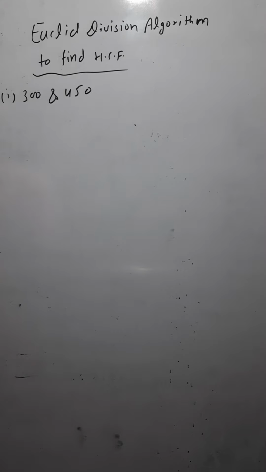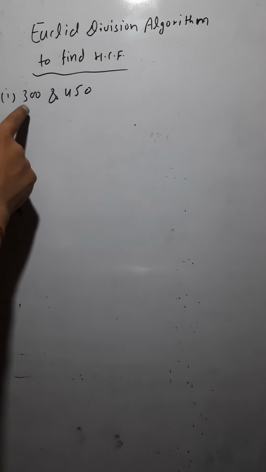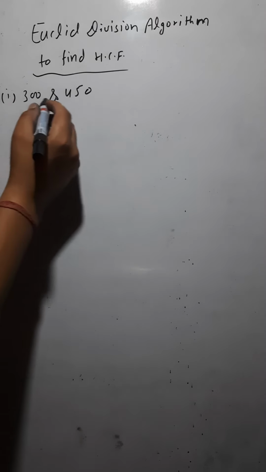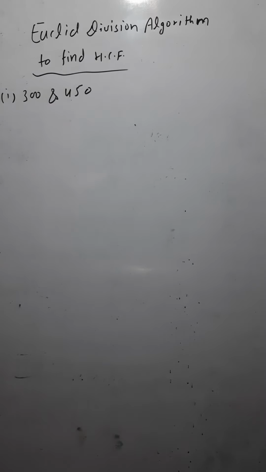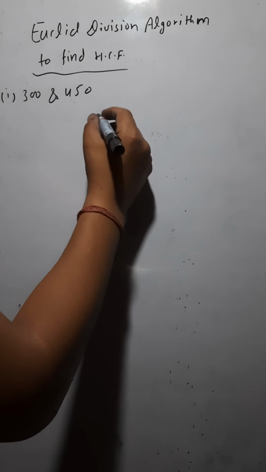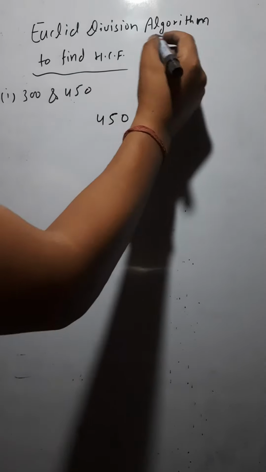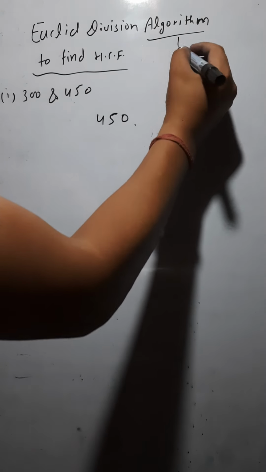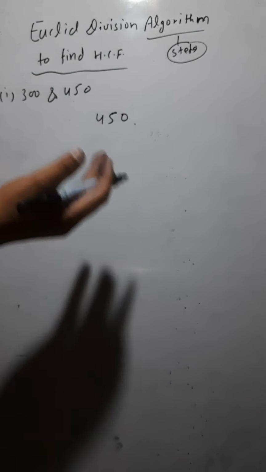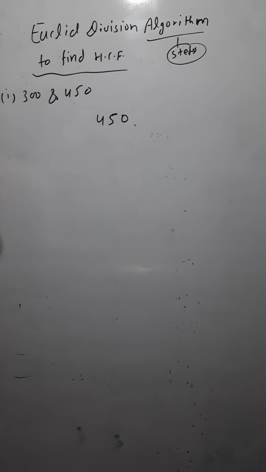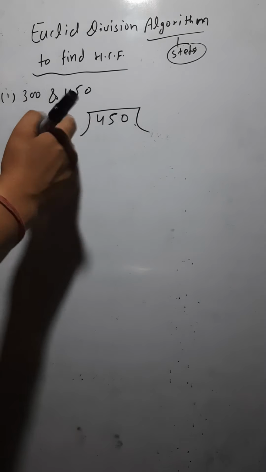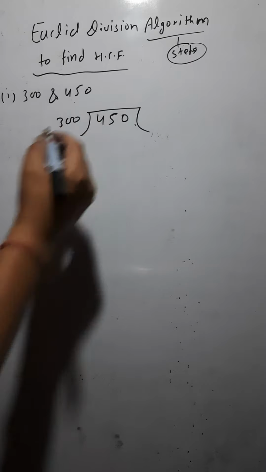Okay, so let me tell you this method. Let's say you are to find out the HCF of 300 and 450. What we would do is divide the greater number by the smaller number. Algorithm means steps, you have to remember that. You have some steps here, and in those steps you would be finding out the HCF. Euclid has proposed this. So here you divide the greater number by the smaller number, that is 300.